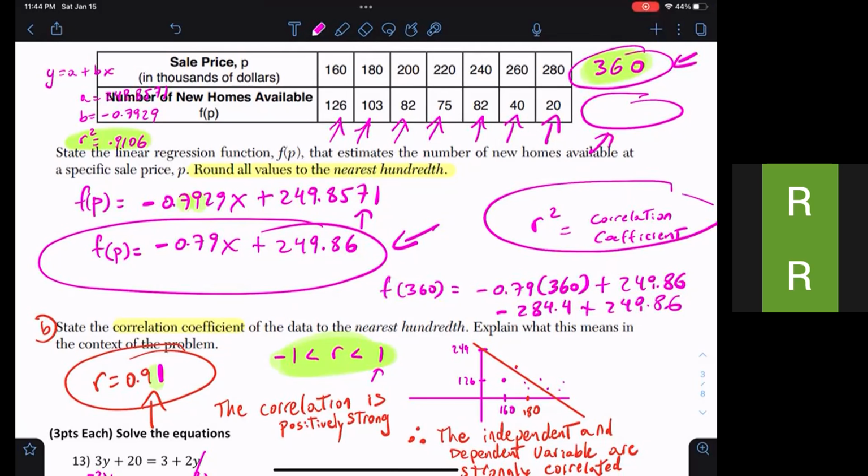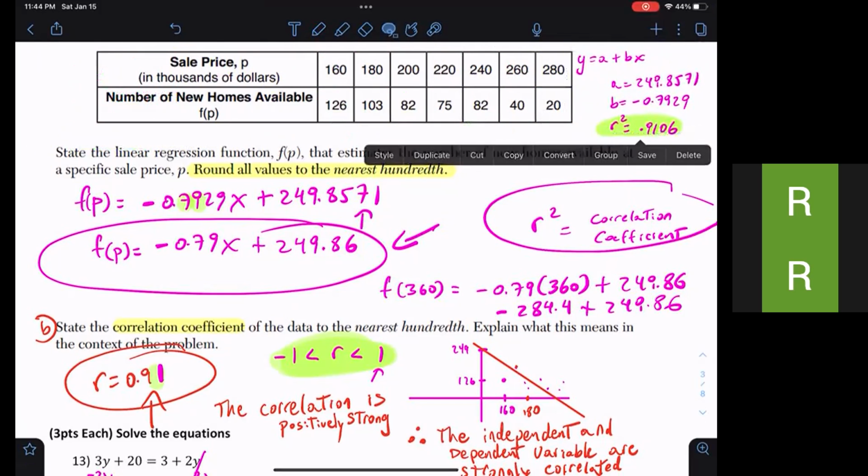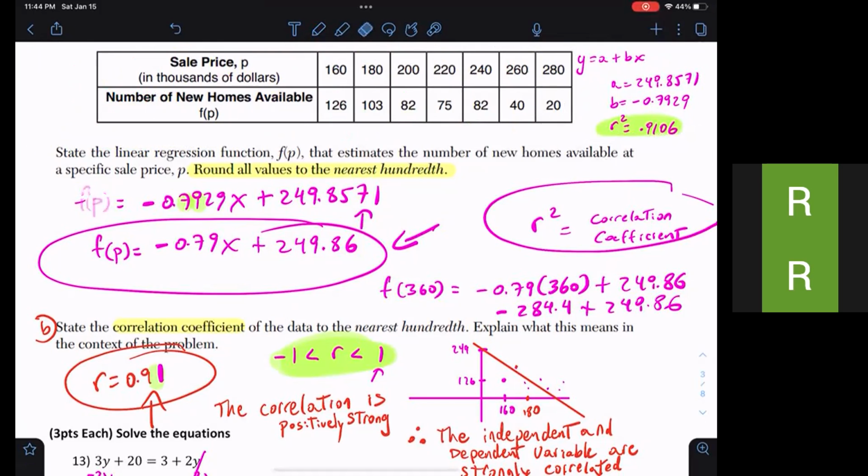I'm just explaining these things to you. The only thing they're asking you in this problem, forget about the 360 if it's confusing to you for now, is to use your calculator to input this data, find the equation, which is this, right? Round it to the nearest 100, don't forget that.